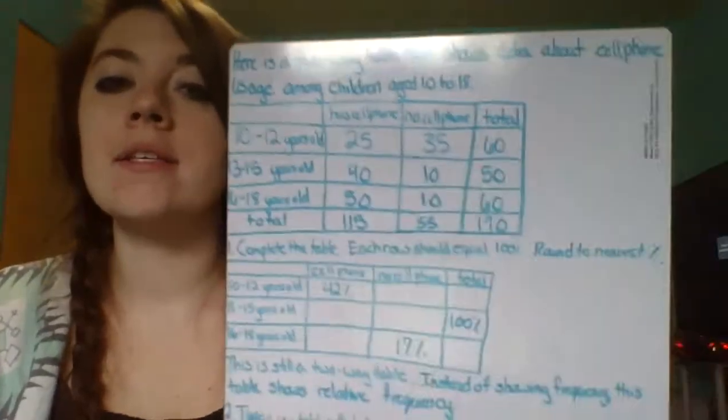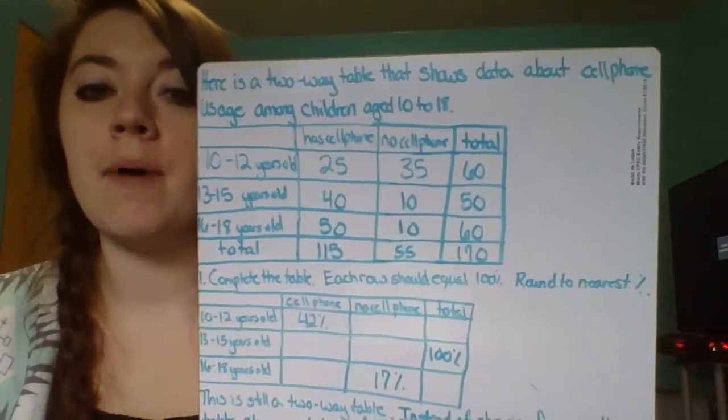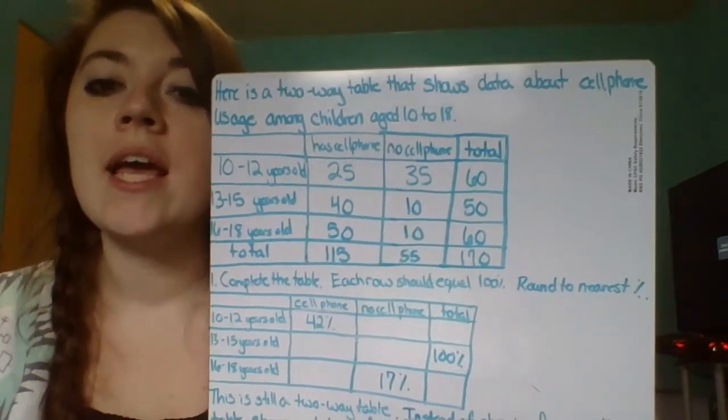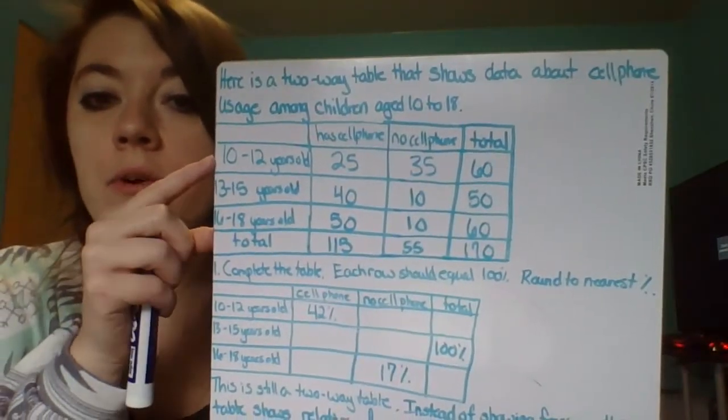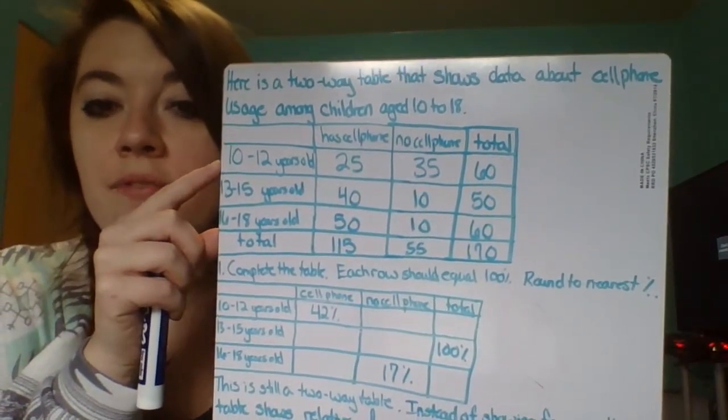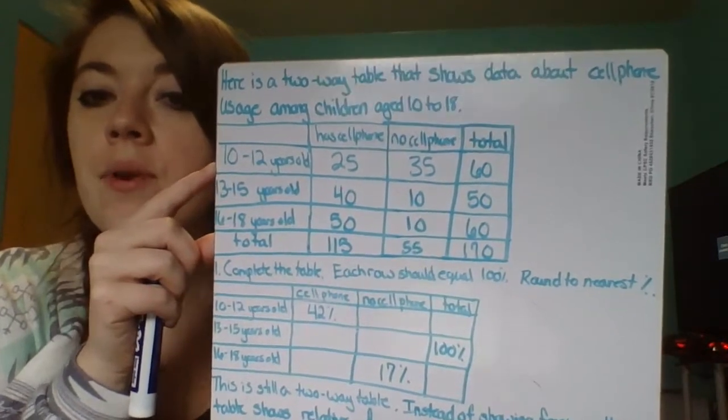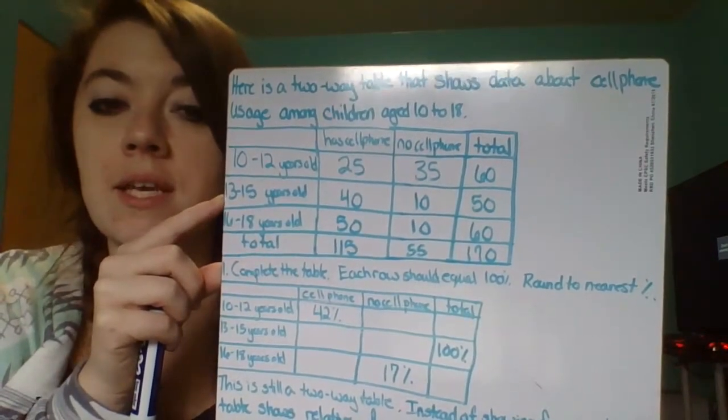So let's go ahead and jump right in. What we have here is a two-way table that shows data about cell phone usage among children aged 10 to 18. For 10 to 12-year-olds, there are 25 that have a cell phone, 35 that don't have a cell phone, which leaves us a total of 60.